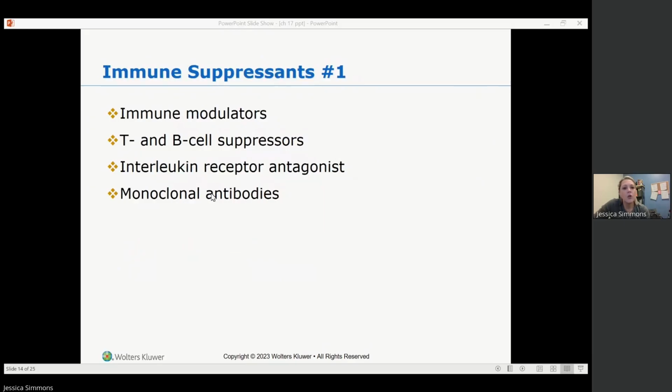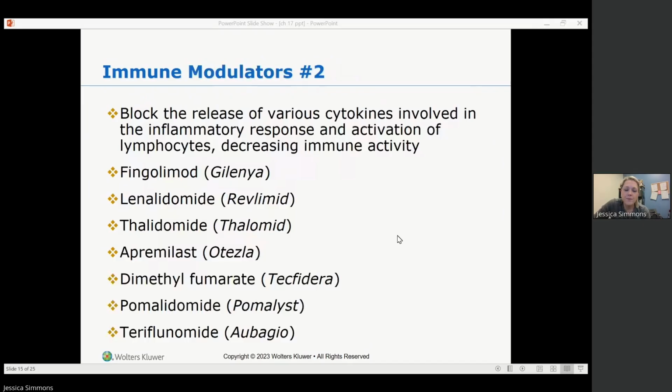Immune suppressants. So you have immune modulators, T and B cell suppressors, interleukin receptor antagonists, and monoclonal antibodies. Immune modulators are very specific to their class, and probably the only one that you recognize is Otezla, because there are definitely commercials out for Otezla, but a lot of them are not very common. They block the release of various cytokines involved in the inflammatory response and the activation of lymphocytes, which decreases the immune activity, especially in autoimmune diseases.